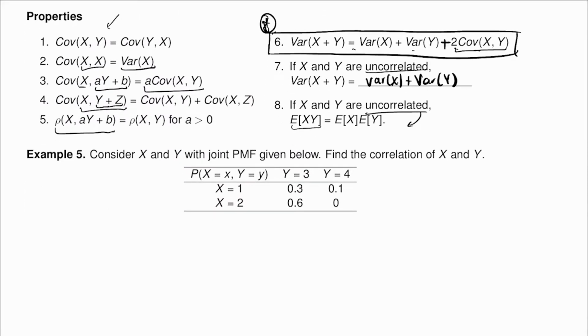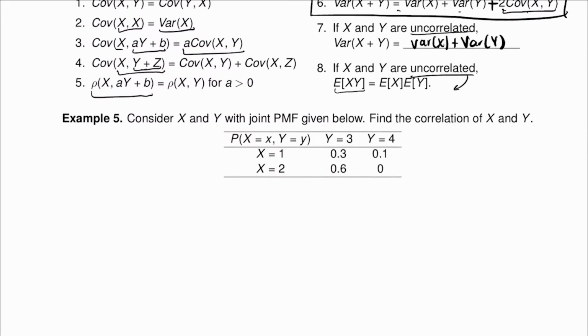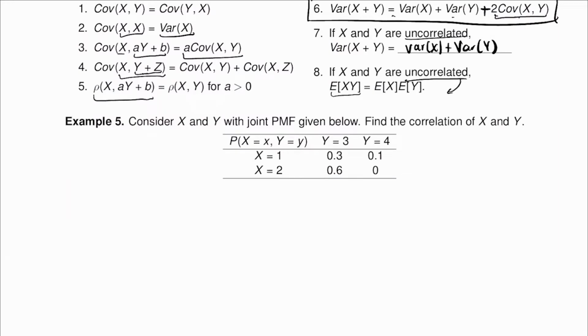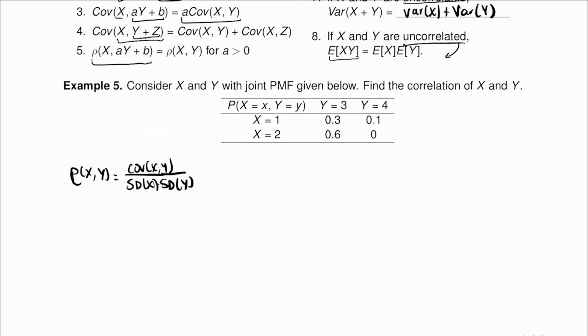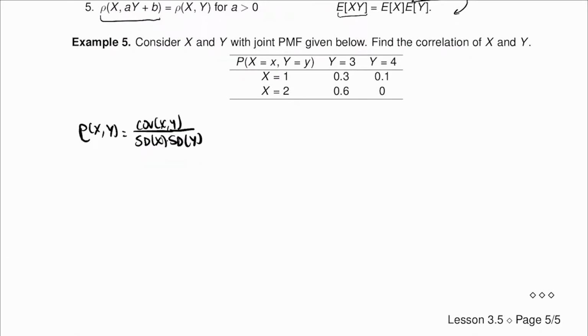Okay, let's see this example, and with this we finish. Consider X and Y with the joint PMF given below, and we have to find the correlation of X and Y. So the correlation, rho, is the covariance of X and Y over the product of the standard deviations. So we have to find the covariance first. Let's do this. The covariance of X and Y, using the formula, is the expected value of X times Y minus the expected value of X times the expected value of Y, right?